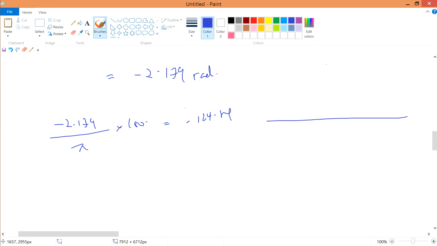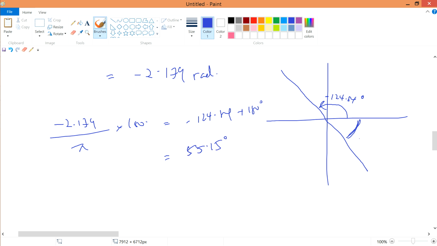If you were to show it in a graph, this is negative 124.84. If I draw all the way down, this should be at the origin. Sorry, I didn't have that. So this is negative 124.84 going in this direction. So if you look at this over here, what do you have? I'll just add plus 180 degrees. So what I would have is 55.15 degrees. So this over here is my 55.15.